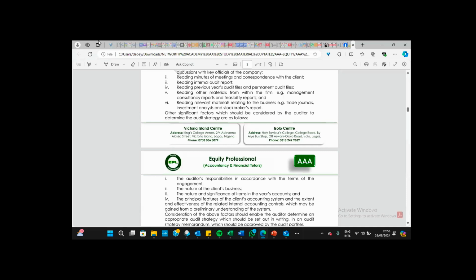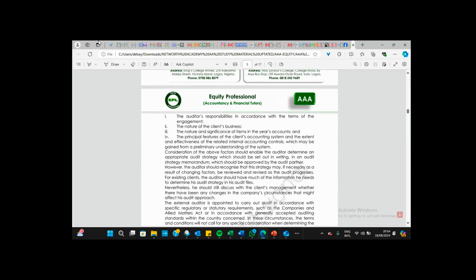Then the next thing he also needs to have in the back of his mind is the principal features of the client accounting system, to be sure that the internal control system and the accounting system that have been put in place are achieving the needed expectation or objective. Because if the accounting internal control system is porous or weak, then it gives room for what? For fraud or fraudulent transactions. So the auditor must be able to have all this at the back of his mind.